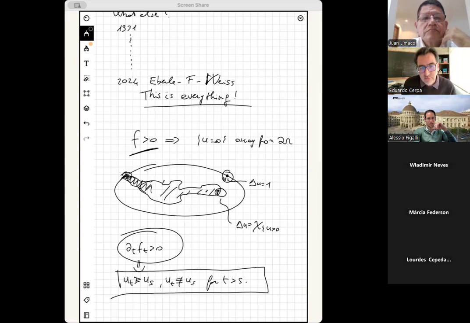And Alessio, for the operator where you play with the Laplacian, maybe other extensions, or what can be included in the equation?